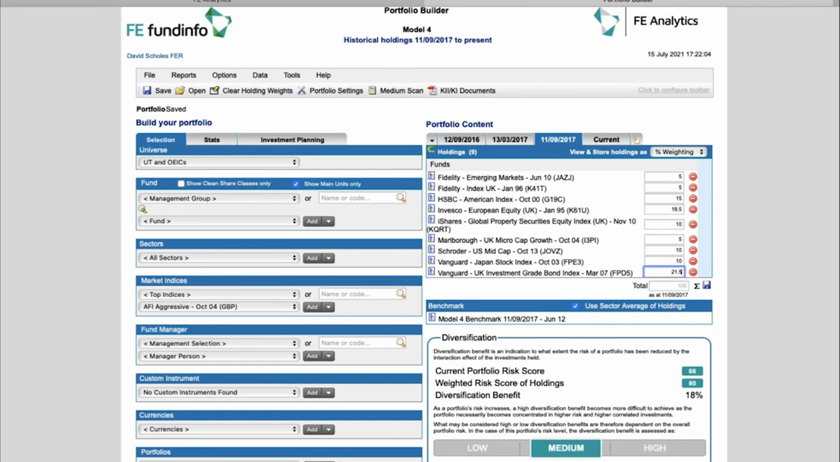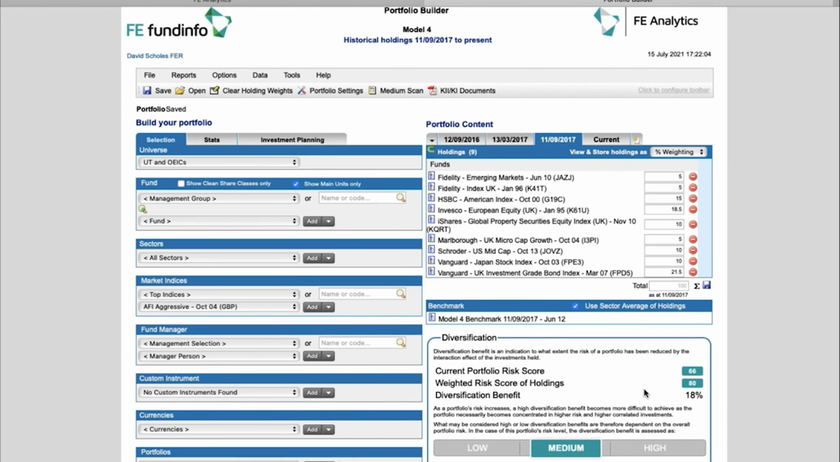Now ultimately what it's trying to do is work out the FE risk score of the underlying holdings, and how much risk they should theoretically generate if we're looking at a fairly basic average, and that's this second figure. And under current portfolio risk score, that's the actual risk you're experiencing as an investor. And the difference between those two figures is 18%. On our scale, we believe that's a medium level of diversification.